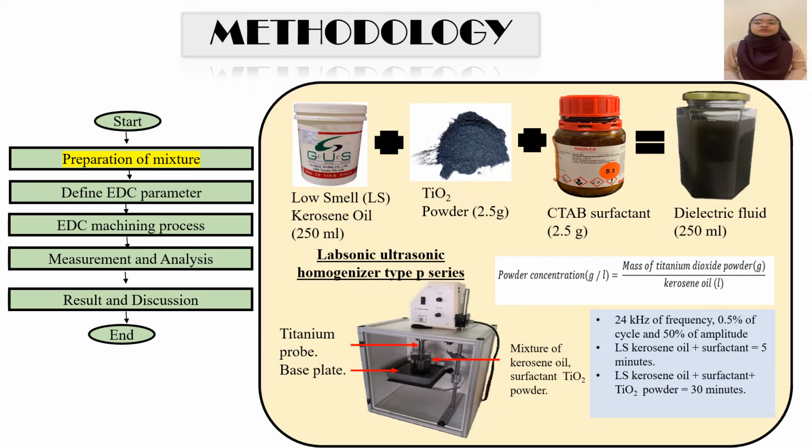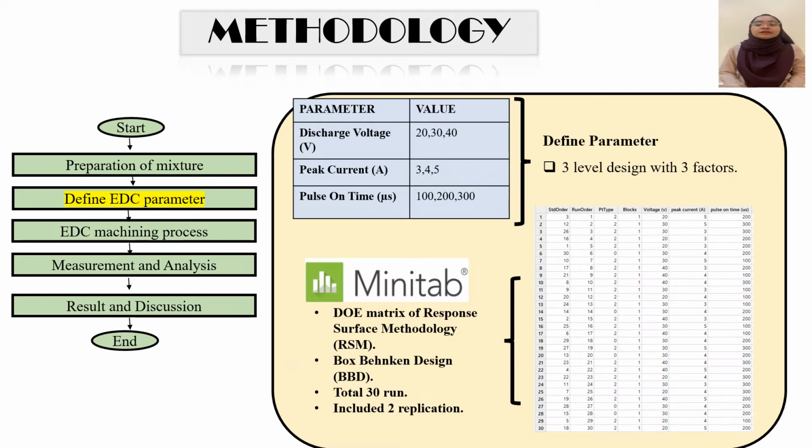The time taken to mix the kerosene oil with the surfactant is 5 minutes, and after that continue with the titanium dioxide powder for 30 minutes. The powder concentration used for this experiment is 10 gram per liter. The amount of titanium powder and kerosene oil used is based on the equation calculated. Then define the parameters of the study.